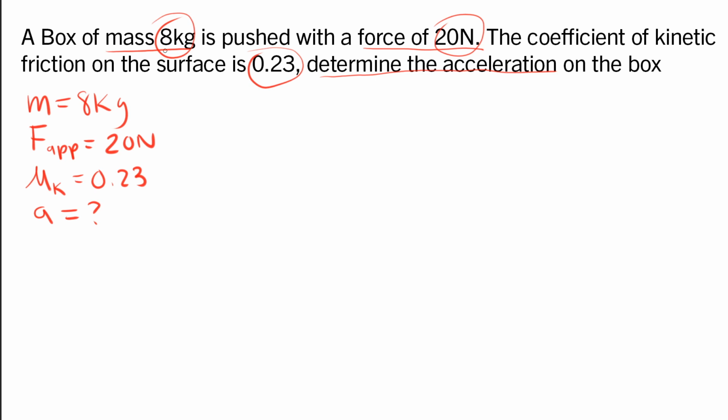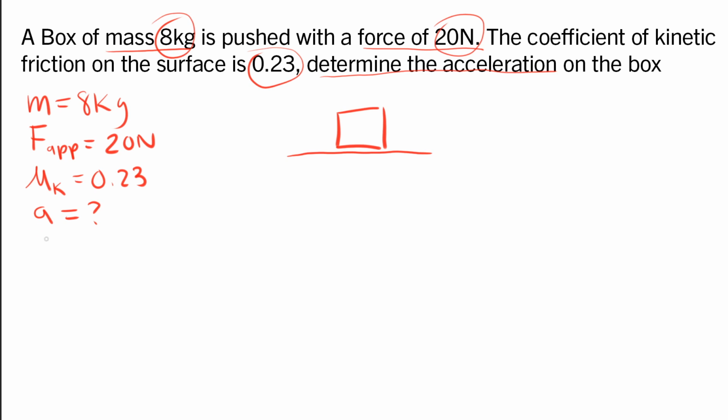So we've gone ahead and put our variables over here. Now we want to go ahead and determine the relationship between these variables and what we want to find. So that's acceleration. So I think what would be most beneficial is we just kind of need to draw a free body diagram. So we're going to do that by drawing our box on our surface.